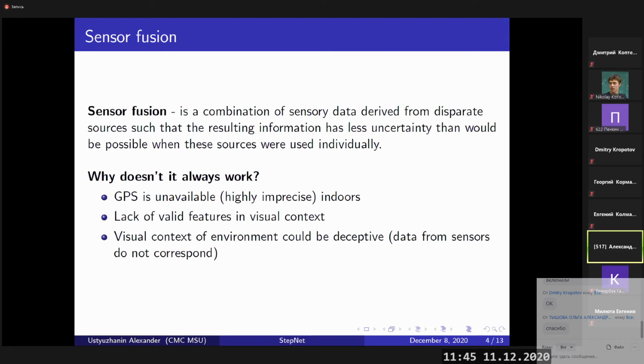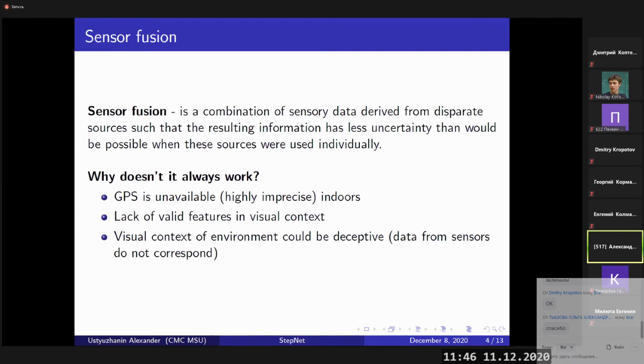But why doesn't it always work? For example, GPS might be unavailable or highly imprecise indoors, for example if we walk inside a building or go through an underpass. Another example could be lack of valid features in the visual context. For example, if we go inside a poorly illuminated, very dark room, it lacks any features. A regular digital camera won't recognize anything. Another example could be a monotonic environment like a large white wall, which doesn't contain any features at all.